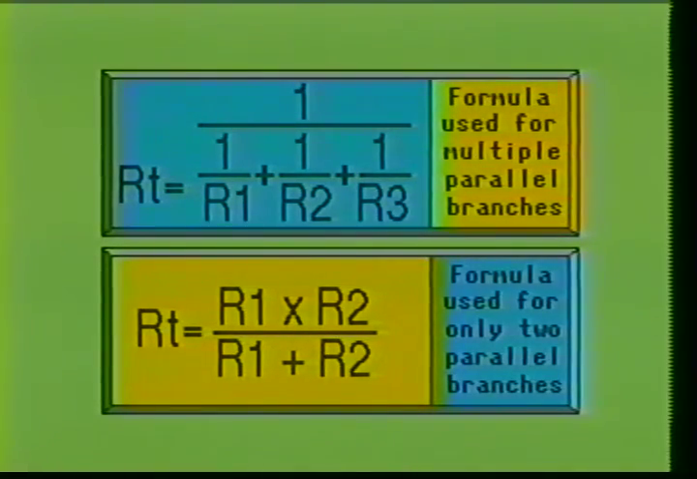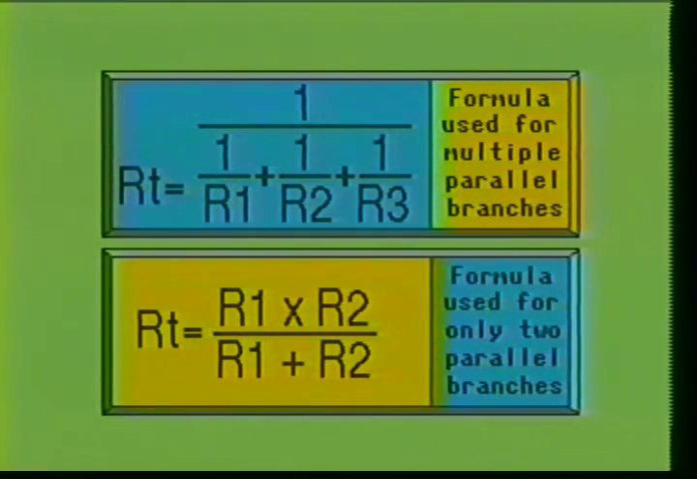Here are the two formulas commonly used to calculate resistance values for resistors in parallel. The top formula is used for multiple resistors in parallel, and the bottom formula is used for two resistors in parallel.